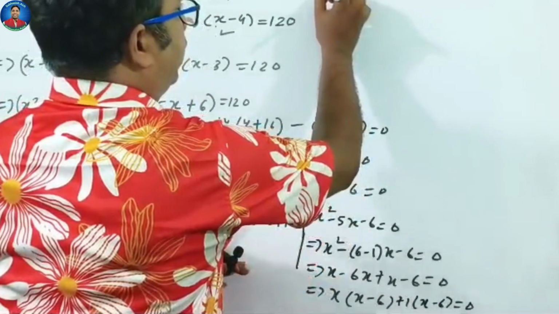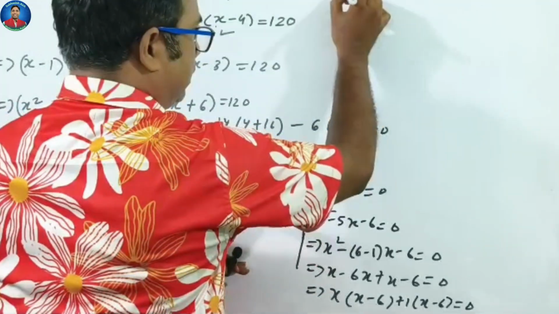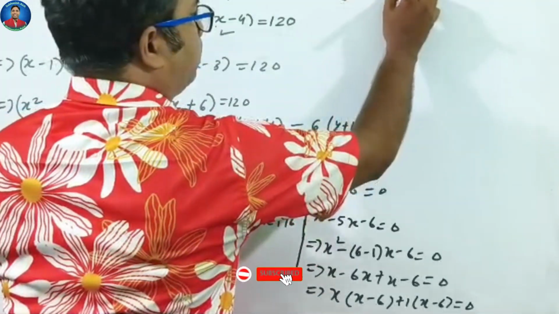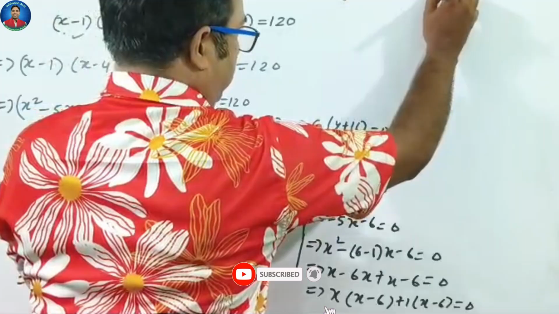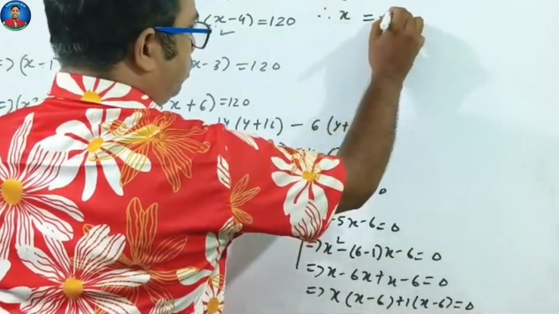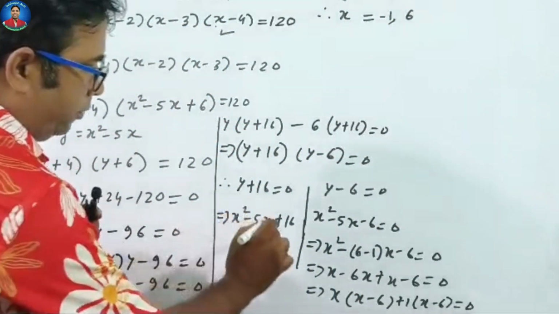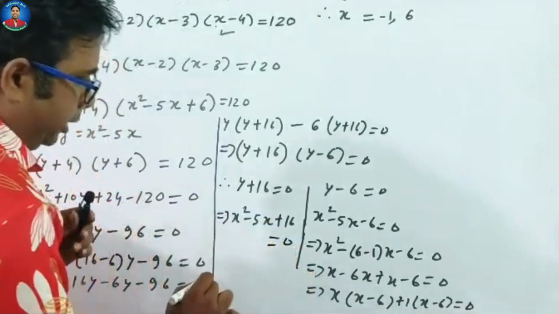So what we have got here? We have got that x minus 6 into x plus 1 equal to 0. That means we have obtained two values of x. One is minus 1 and the other is 6. So these are the two real roots. Now let us find the value of x from this part again.